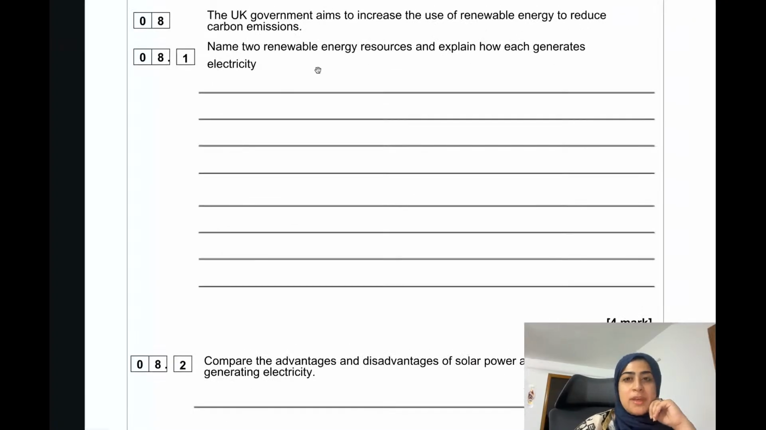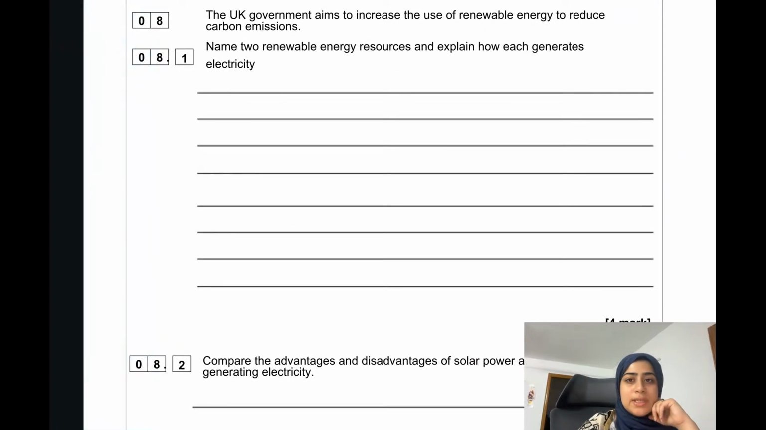Okay, it says the UK government aims to increase the use of renewable energy. Guys, I want everyone to get this question in the exam because it isn't a difficult one. Okay, so you need to name 2 renewable energy resources. So you could talk about wind, you can talk about hydroelectric power, geothermal, any of that.